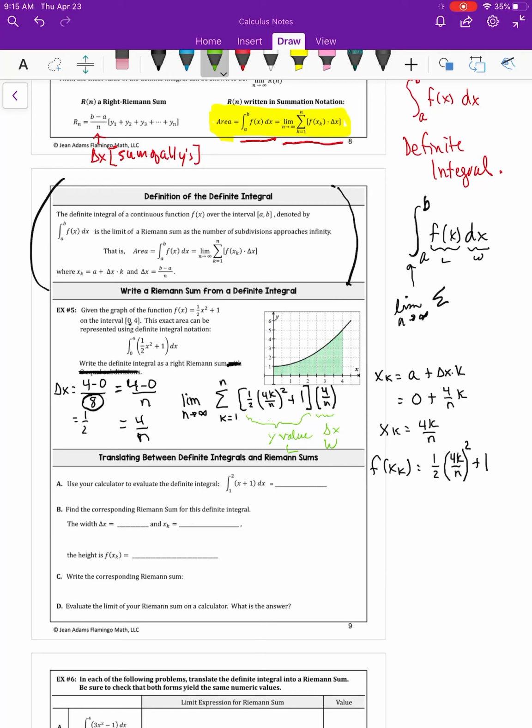Because this is giving, come on, pen. This pen does not want to work today. This is your y value.